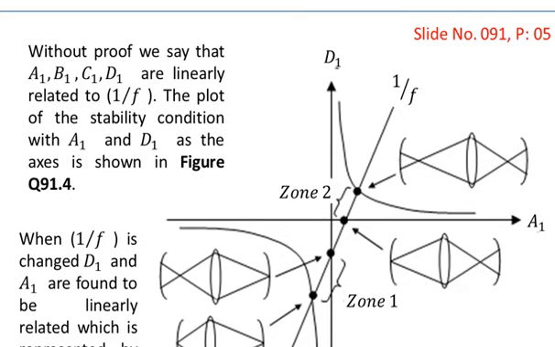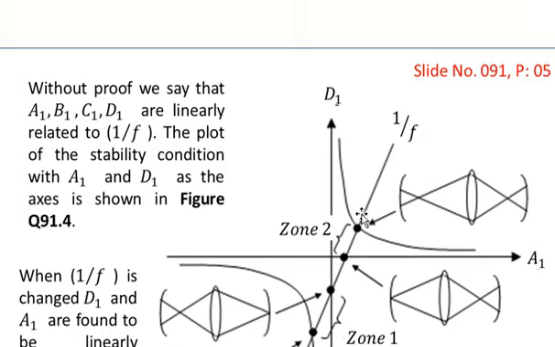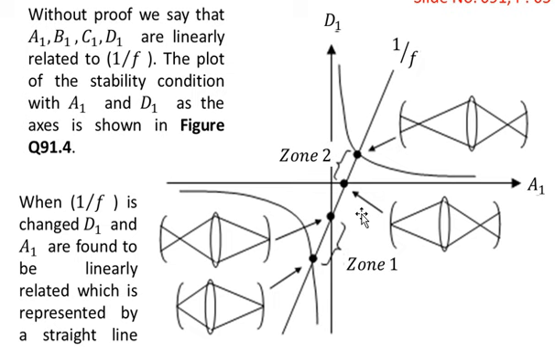Here we are plotting in this figure, for example, A1 along the horizontal direction and D1 along the vertical direction. If you plot the lens dioptric power in this plane, that is the plane determined by A1 and D1, you will notice that it will be a straight line. You see that there are two curves. One is in the first quadrant, the other is in the third quadrant.